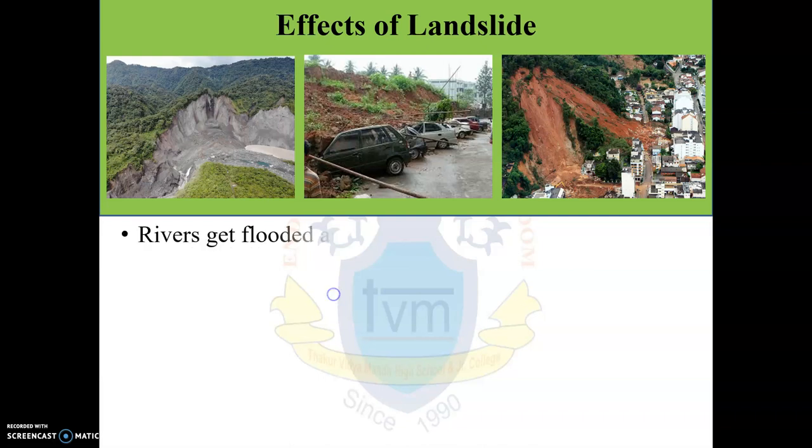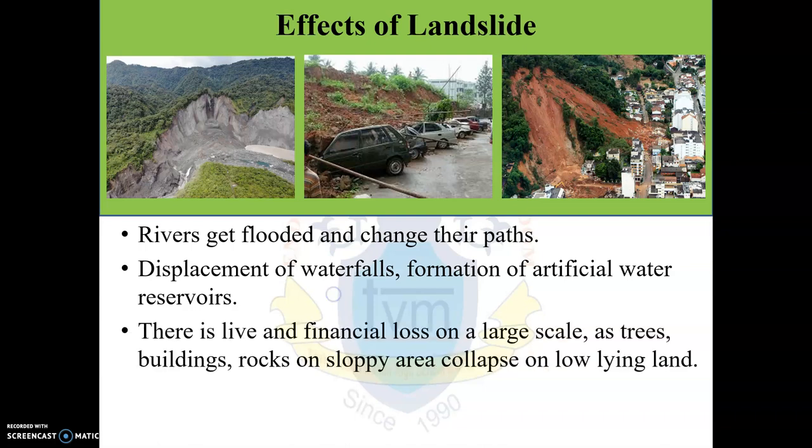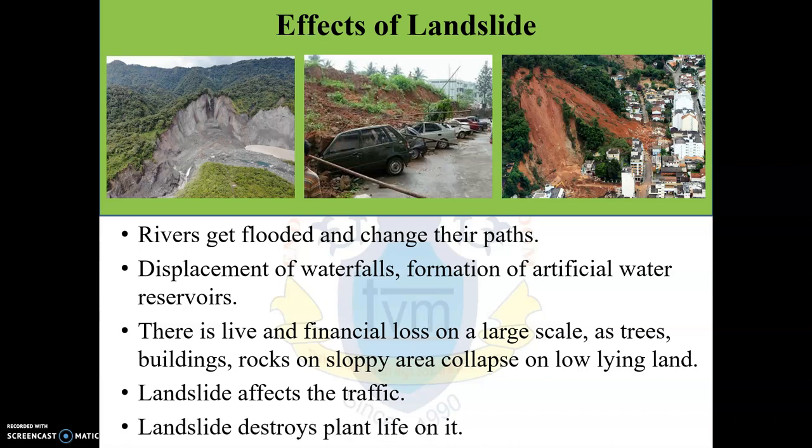Effects of landslide. Rivers get flooded and even change their paths. Displacement of waterfalls. Formation of artificial reservoirs may also take place because of the landslide. There is life and financial loss on a large scale as trees, buildings, rocks on the sloping area collapse on low-lying land. Landslides affect the traffic also. Landslide destroys the plant life on it.